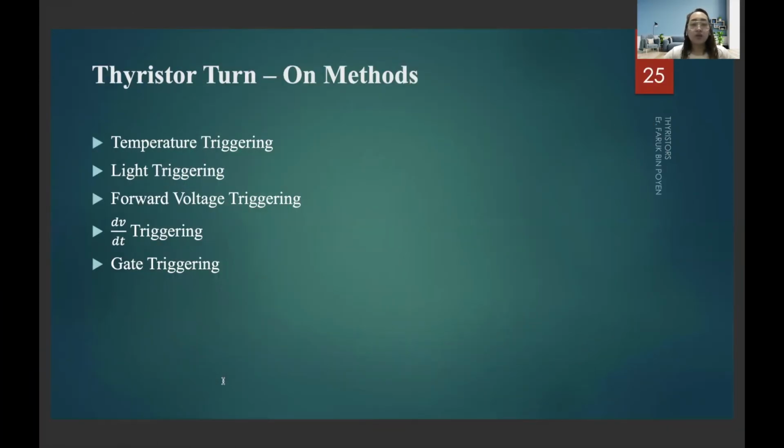So we have the thyristor turn-on methods. We have temperature triggering, light triggering, forward voltage triggering, rate triggering, and gate triggering.